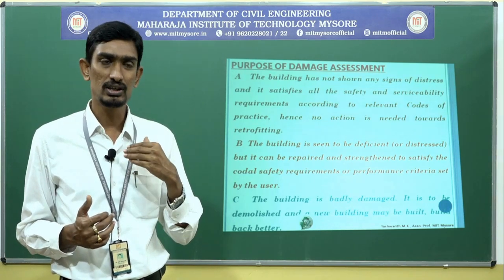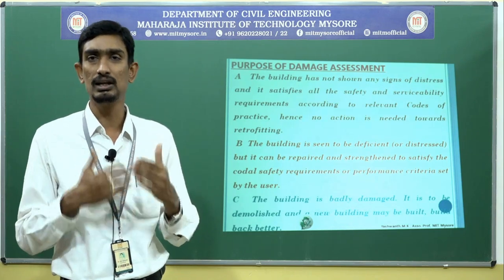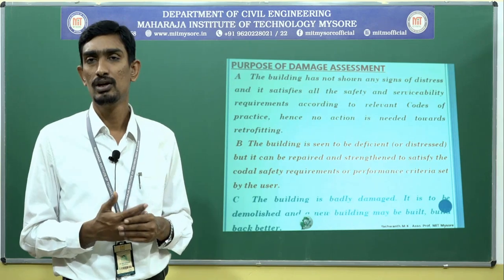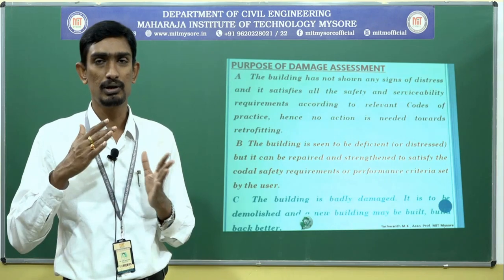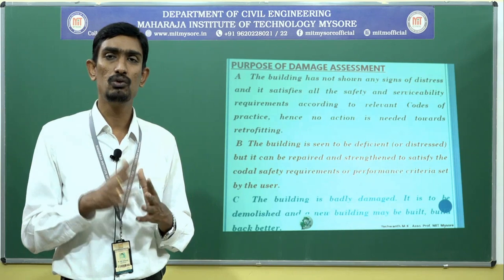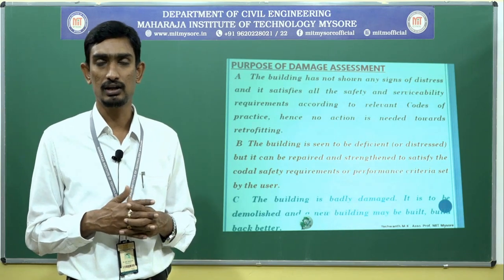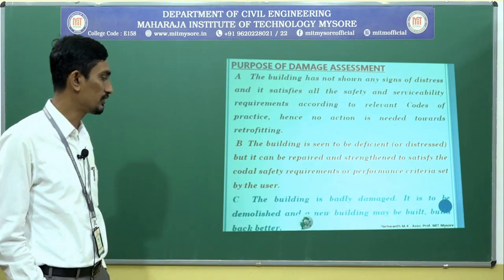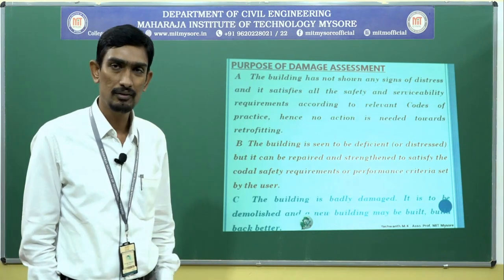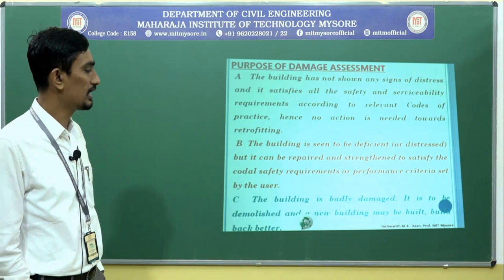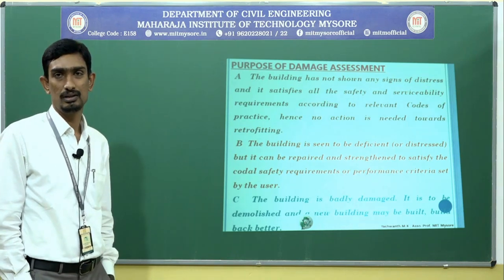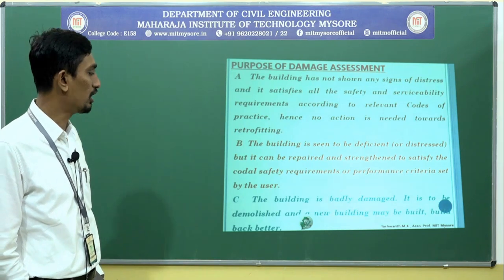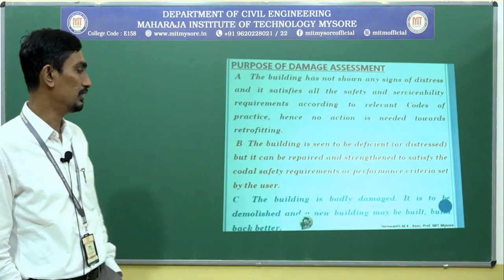Okay, and if it is unsafe, you need to do something like retrofitting or restoration or some light repairs. You need to conclude, based upon the IS codes, which assessment techniques we need to go with. Last thing, coming to the next, that is case C, where the building is badly damaged. The building is badly damaged, and next it is to be demolished and a new building may be built.